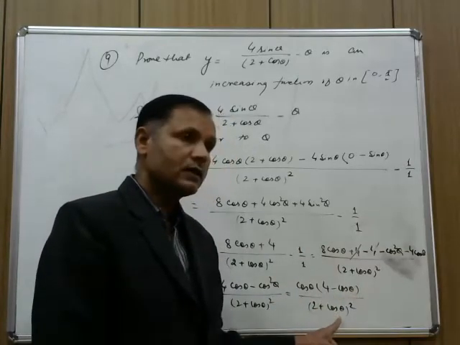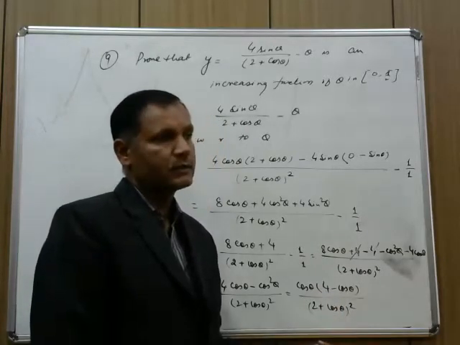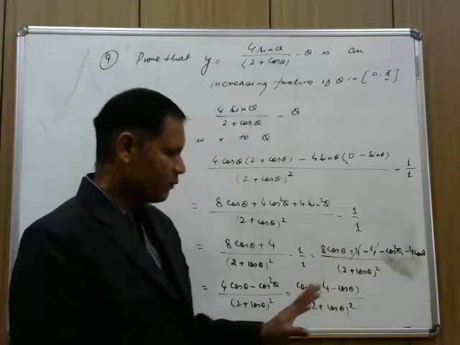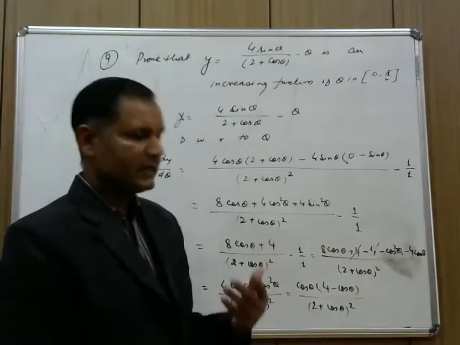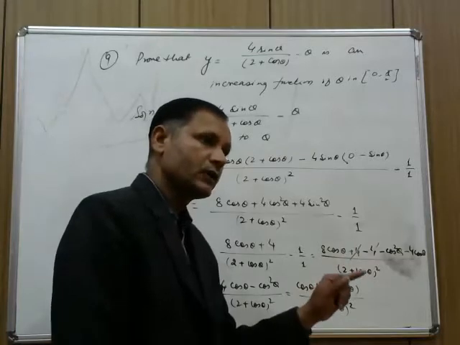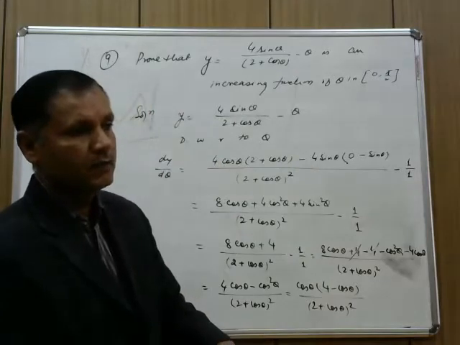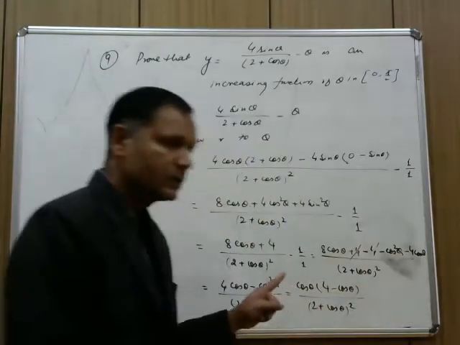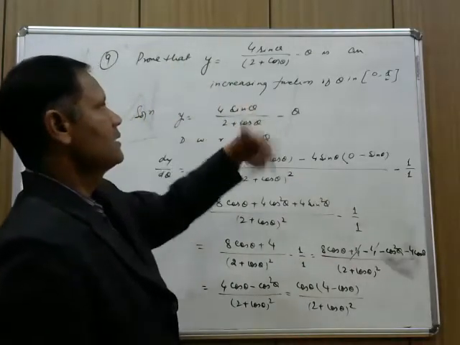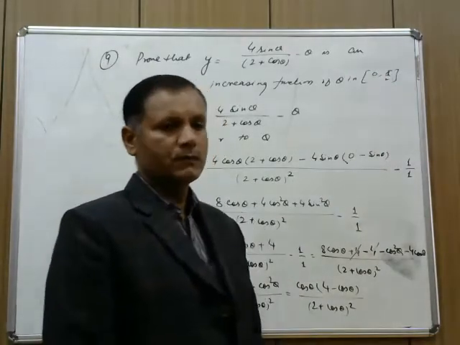2 plus cos theta, whole square, being a square, is also positive. That means this is positive, this is positive. So the positivity or negativity of the whole function depends only on cos theta. And you know that cos theta is positive in the first quadrant. That's why this whole function is positive in the first quadrant, and that's why we say that the given function is increasing if theta lies in the first quadrant, 0 to pi by 2. This I have just discussed.